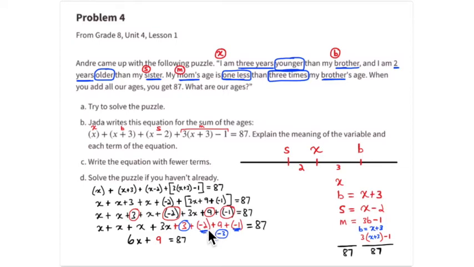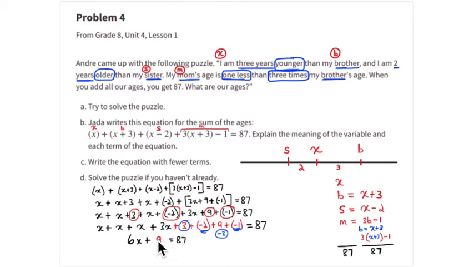All right, so the -2 plus -1, that together is -3, and 3 plus a -3 is equal to 0. So these numbers disappear. They equal 0. 3 plus -2 plus -1 all equals 0, and you're left with this 9 right here. And what this says is that the sum is 9 more than 6 times Andre's age.